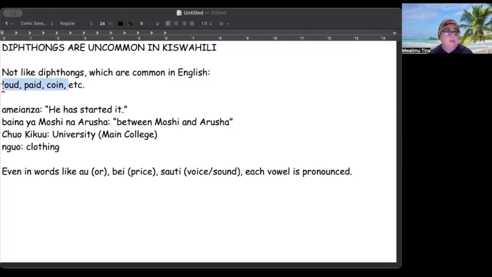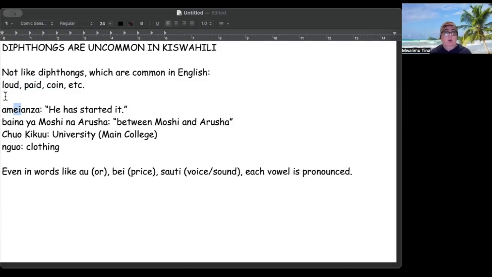You know, we have two vowels and they're pronounced with the same sound. In Kiswahili, we pronounce each vowel. The untrained ear may not be able to hear this. That's okay. So for example, let's take the sentence, ameianza. Ameianza. So I am making a difference between this A and E sound. Ameianza. When a Swahili speaker is speaking fast at their normal speed, you may not be able to hear this. It will be difficult to detect, but it's there.